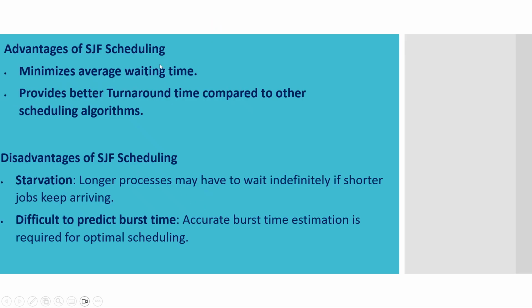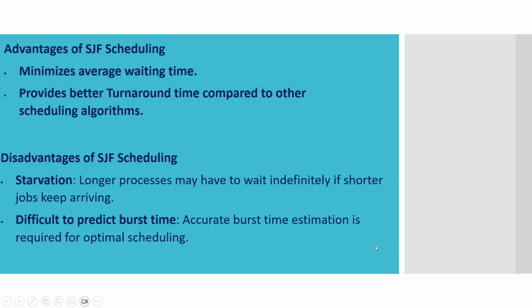Now, what are the advantages of SJF? It minimizes average waiting time and provides better turnaround time compared to other scheduling algorithms. Now, what are the disadvantages? Starvation and difficulty in predicting burst time. What do you mean by starvation? Longer processes may have to wait indefinitely if shorter jobs keep arriving. And the second disadvantage, accurate burst time estimation is required for optimal scheduling.